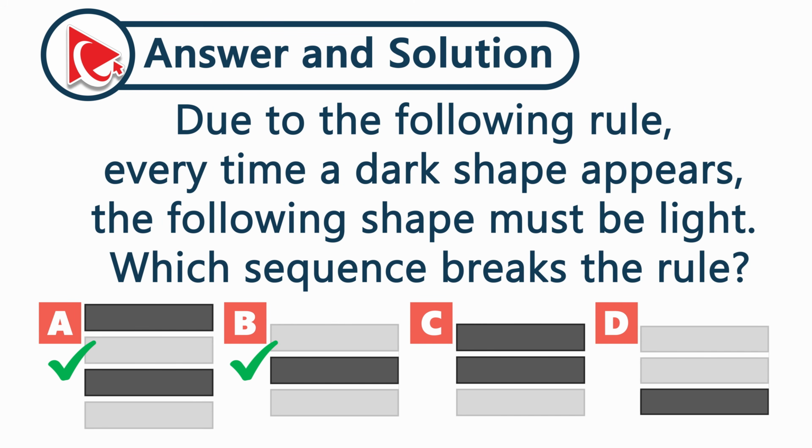A and B follow the rule. D ends with a dark shape, no problem. But C starts with a dark shape and then another dark shape. That is the rule breaker. That's why C is the correct answer. 2 dark shapes in a row? Can't have that. Keep it light after dark.